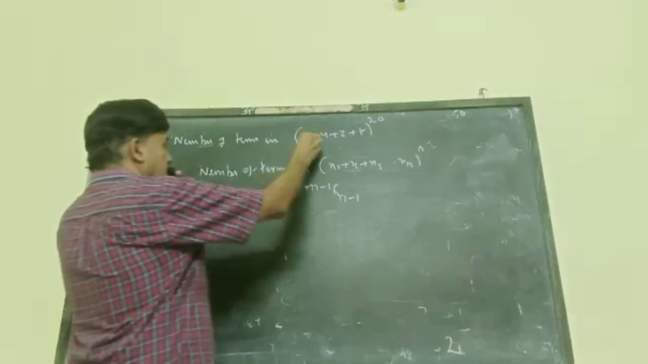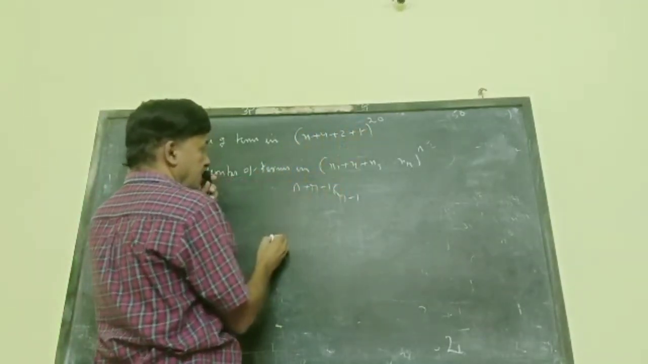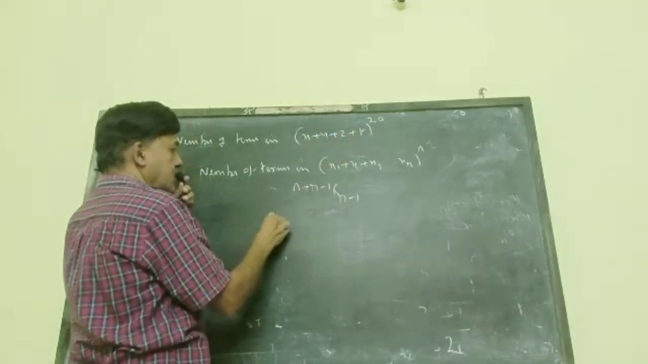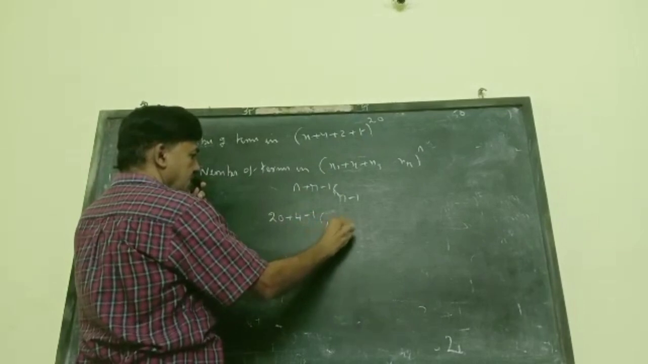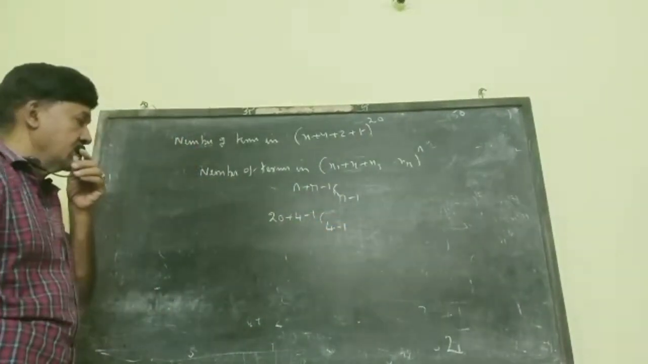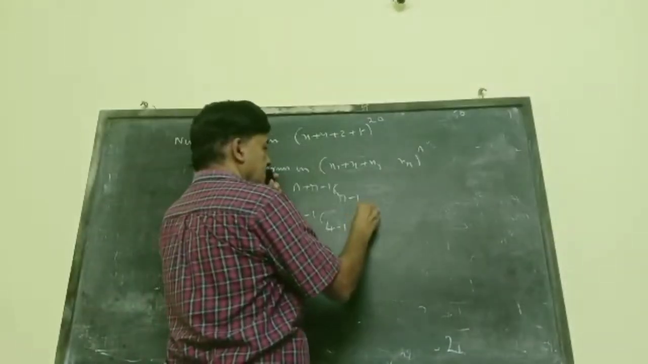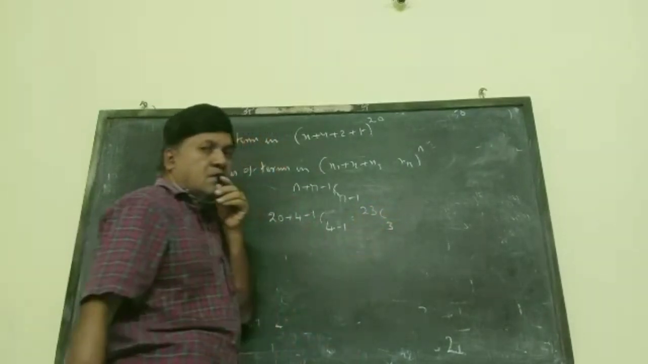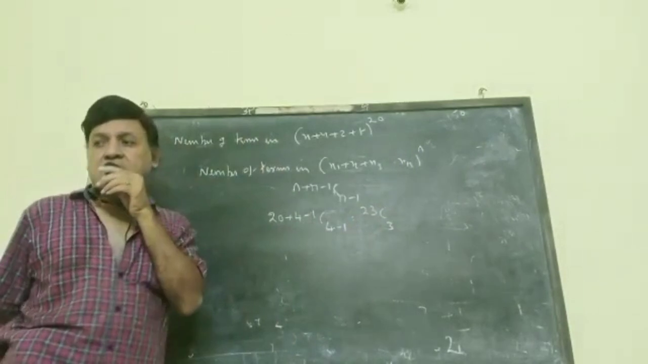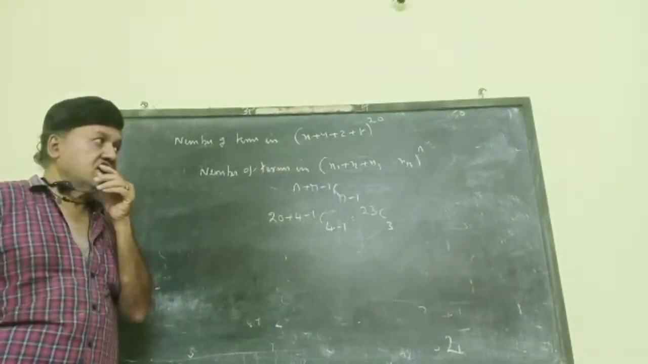So here, 1, 2, 3, 4. The r value is 4 and the n value is 20. So (20 + 4 − 1)C(4 − 1), which is 23C3. Yes, 23C3 you can easily calculate.